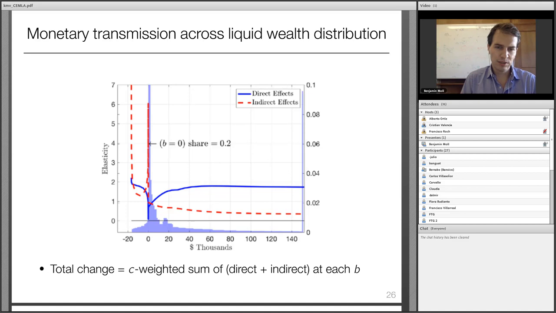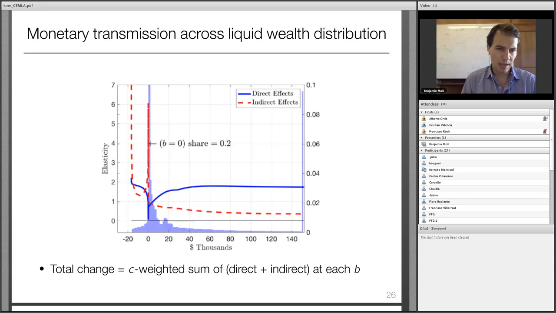The histogram in the back is the consumption shares of these different liquid wealth types. So the idea is that if you integrate the blue line against the histogram, you get back the total direct effect from the previous slide, so 18% or whatever it was. And if you integrate the red line, you get back the total indirect effect from the previous slide as well, so that was the 80% or something.